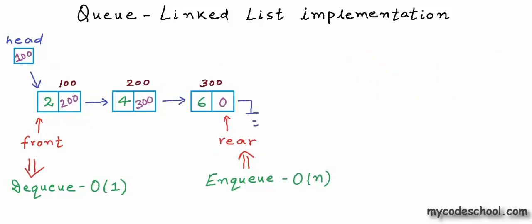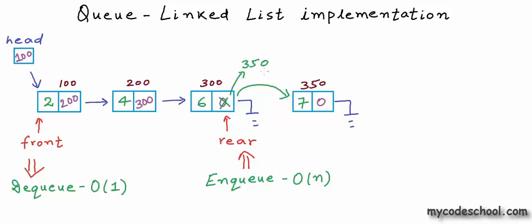To insert at the rear end, we will first have to create a node. We have a new node here. Let's say I've got this node at address 350 and the integer that I want to enqueue is 7. The address part of this node can be set as null. Now we need to build this link. We need to set the address part of the last node as the address of this newly created node.